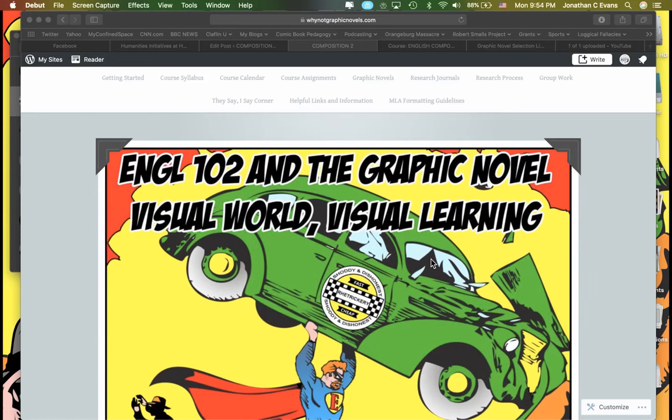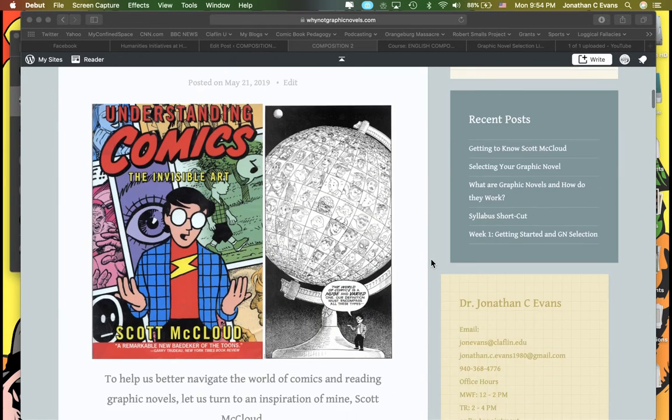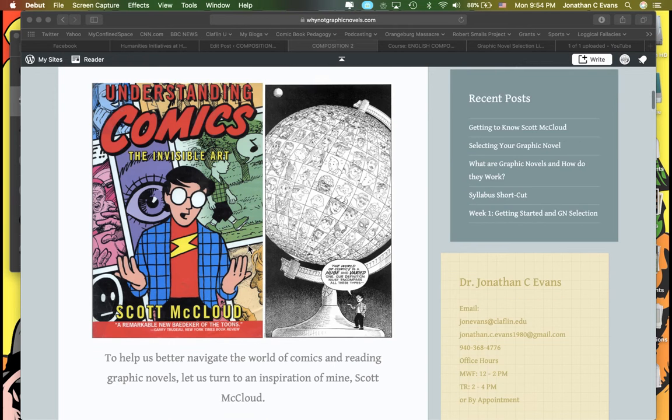A crucial part of helping you navigate the graphic novels you're going to be reading, and to better understand how graphic novels and comics really function, I like to have us start by reading over chapters in the graphic novel slash book of Scott McCloud's Understanding Comics. And to help you with that, I've got it right here. So you'll see here's his Understanding Comics.